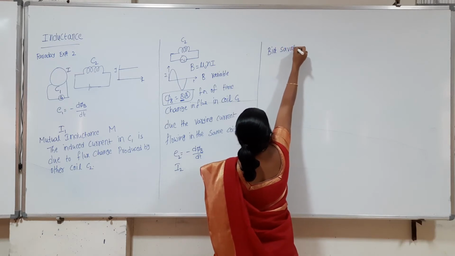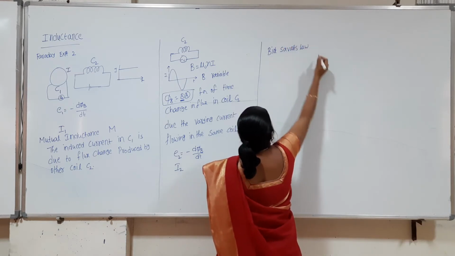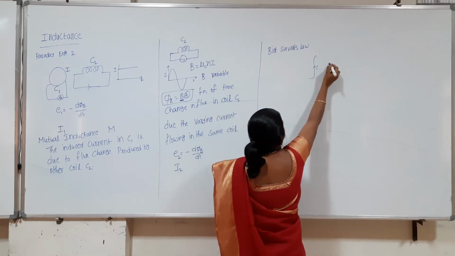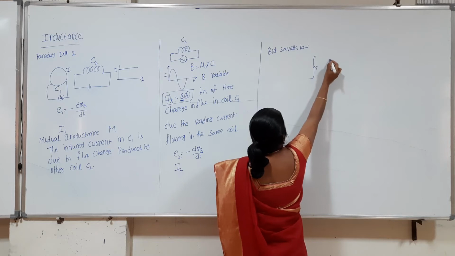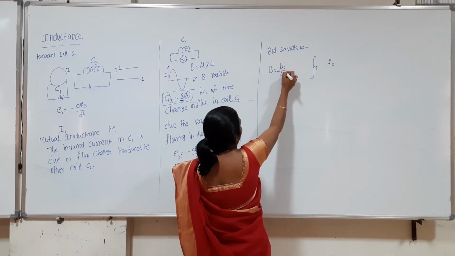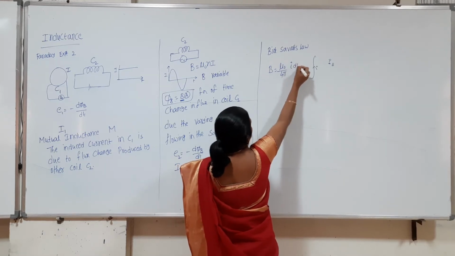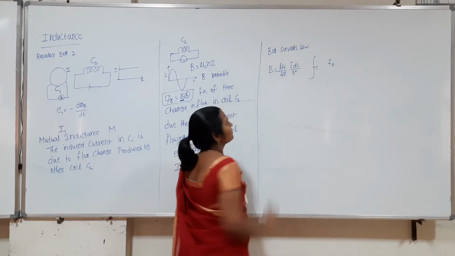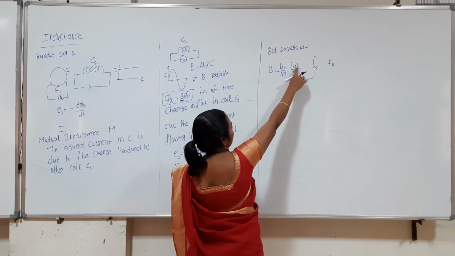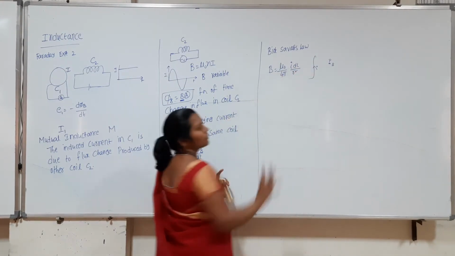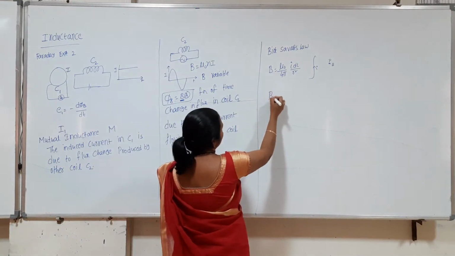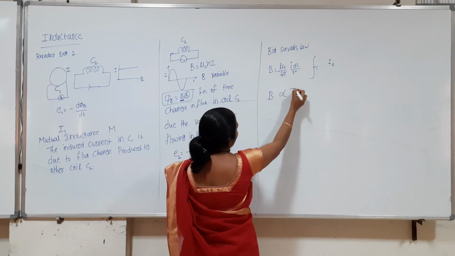What is Biot-Savart's law? If a current is flowing in a conductor, the magnetic field at a point P is given by B equals mu naught by 4 pi into IdL by R square. So the magnetic field is directly proportional to current, directly proportional to the line segment, and inversely proportional to the square of the distance. So from this we can write that the magnetic field is directly proportional to current.